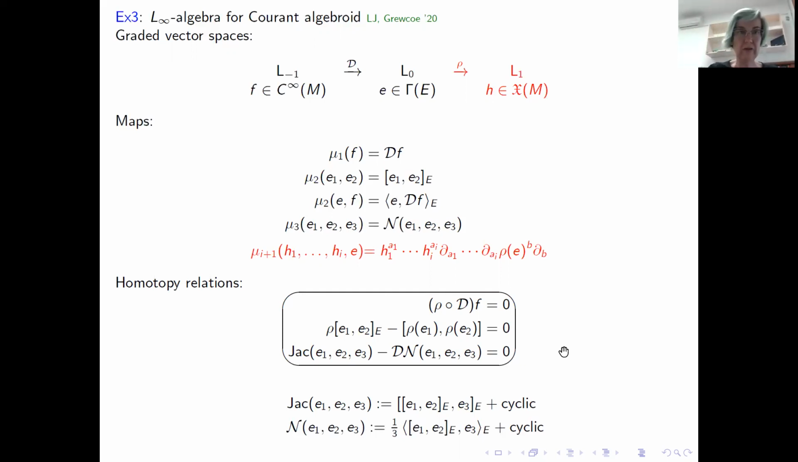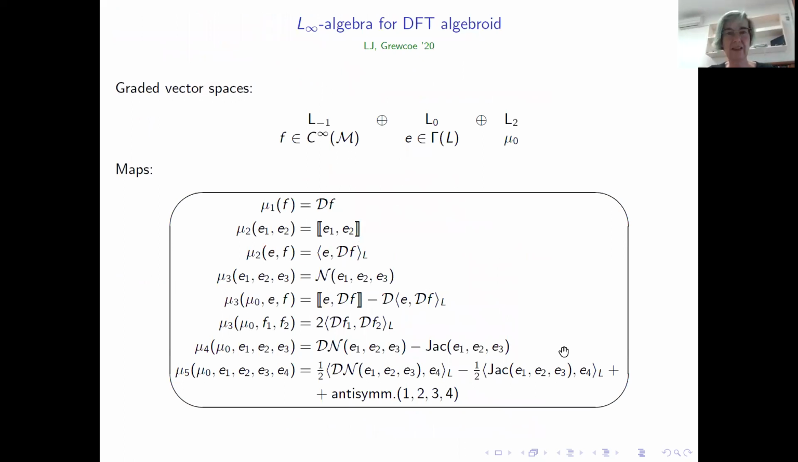Okay, now that you know everything about double field theory and L infinity algebras, I can tell you, this is the L infinity algebra for the DFT algebroid. Note, first of all, I don't have these nice arrows here because I have a curved L infinity algebra. I don't have a chain complex.